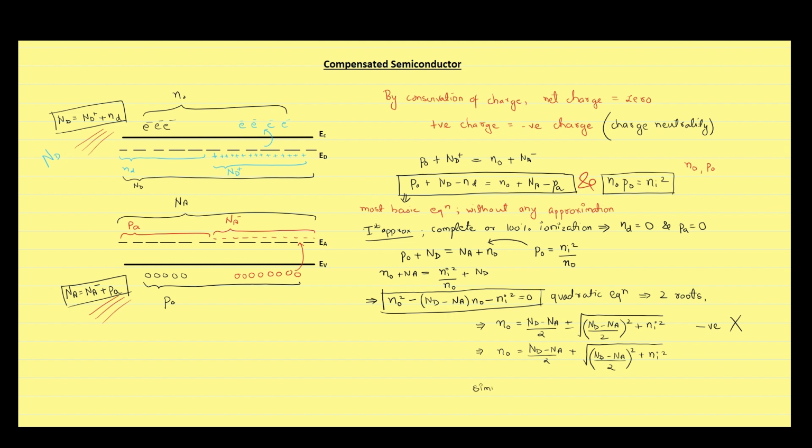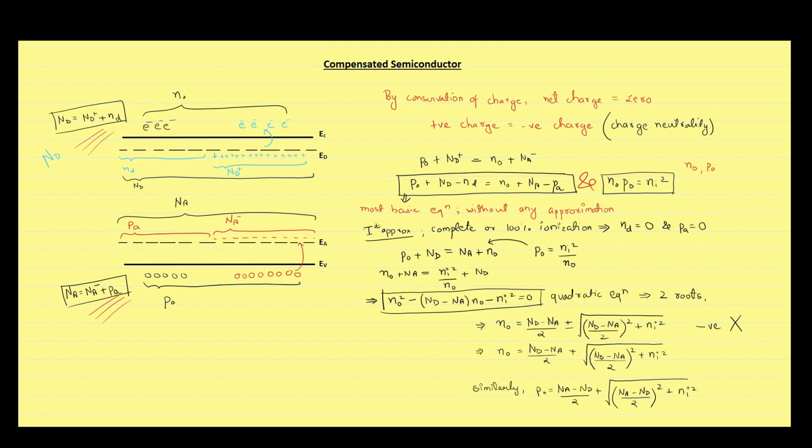By similar analysis, you will find the value of P0 to be equal to (Na minus Nd) divided by 2 plus the square root of ((Na minus Nd) divided by 2) raised to the power 2 plus Ni square.